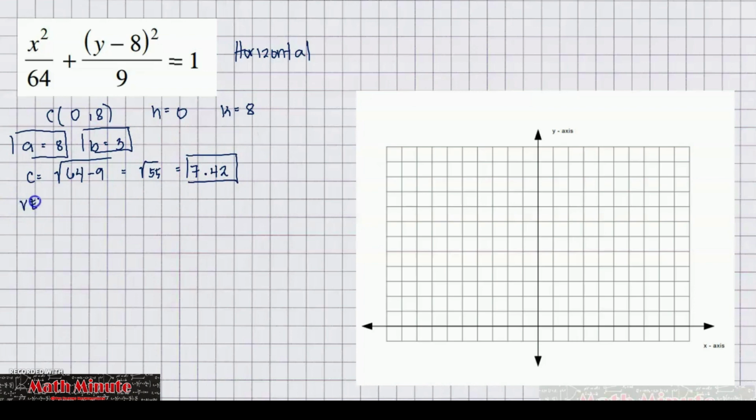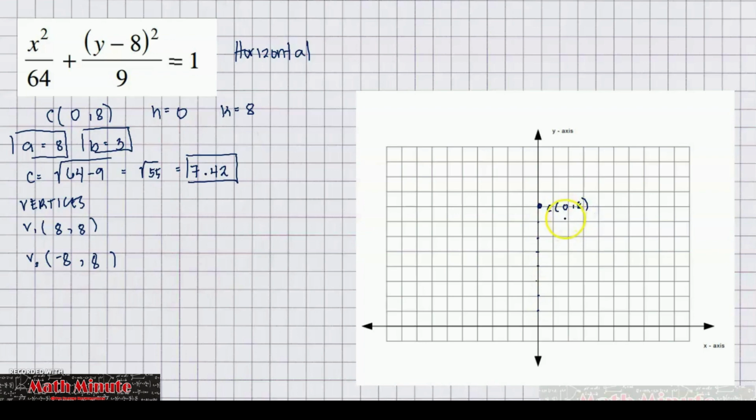So since this is horizontal, for your vertices, V sub 1 and V sub 2, that would be H minus A and H plus A. So since H is just 0, we write positive 8 here and negative 8 here. Then we just copy K, which is 8. We can now plot the points here, by the way. So 0, 8. So 1, 2, 3, 4, 5, 6, 7, 8. This is your center.